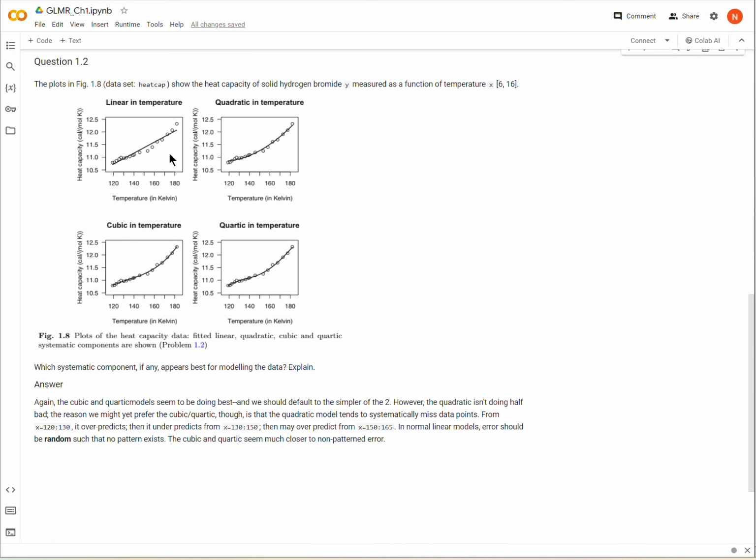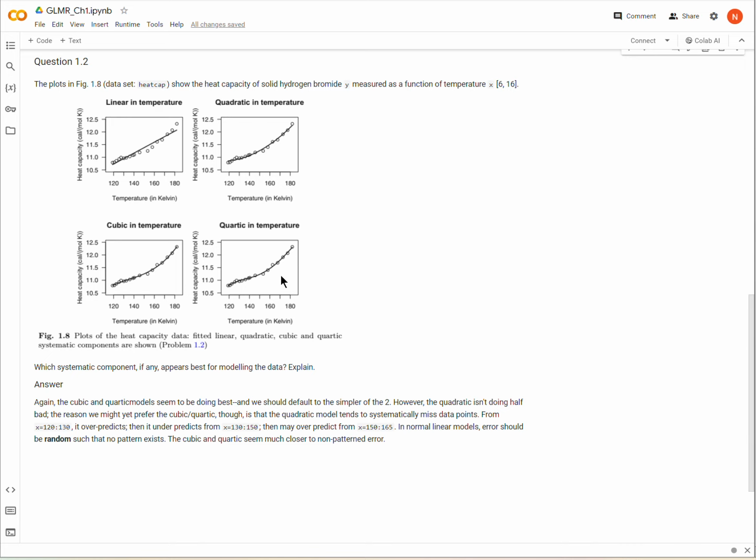So which of these lines, i.e. systematic components, seems to best fit the data between a linear model, straight line, a quadratic, which is like a parabola, has an x squared term in there, a cubic, which has an x squared and an x cubed, and a quartic, which has an x squared, x cubed, and x to the 4th power. Okay, so when we look at these, there's a few things. So of course, the linear model is doing the worst, okay? But now these other three seem pretty similar to me, okay?